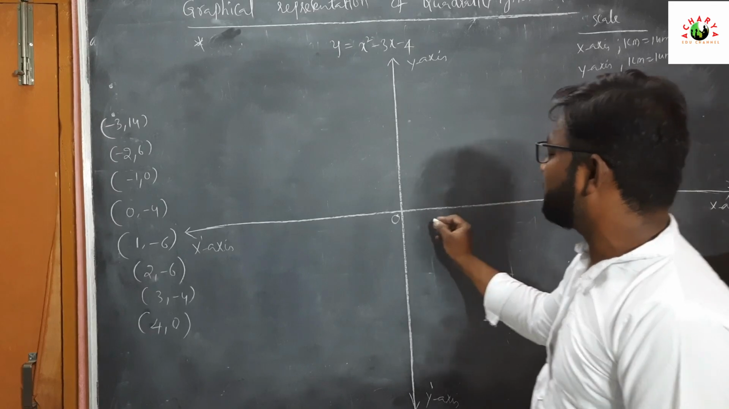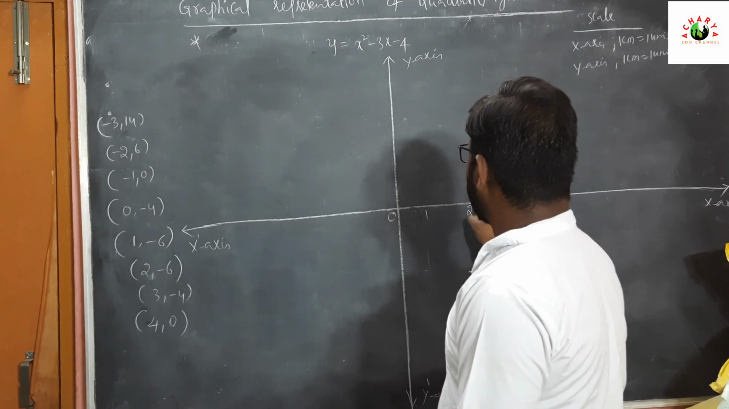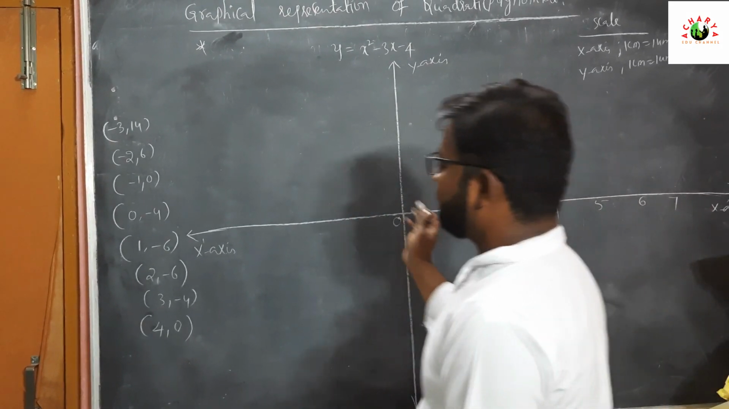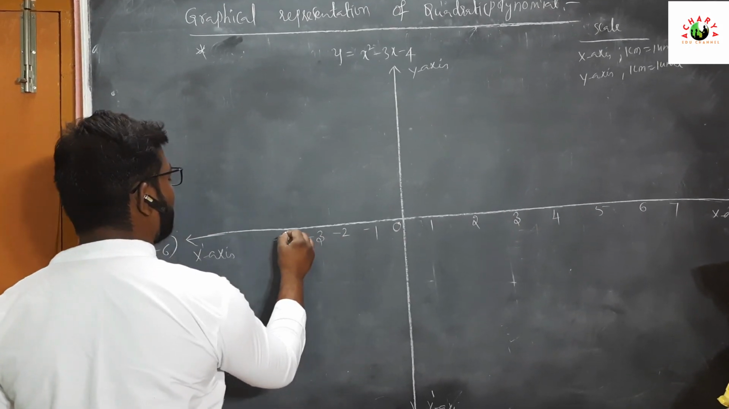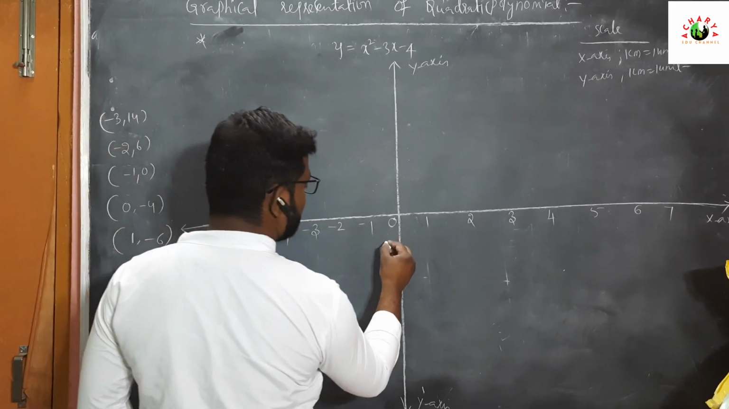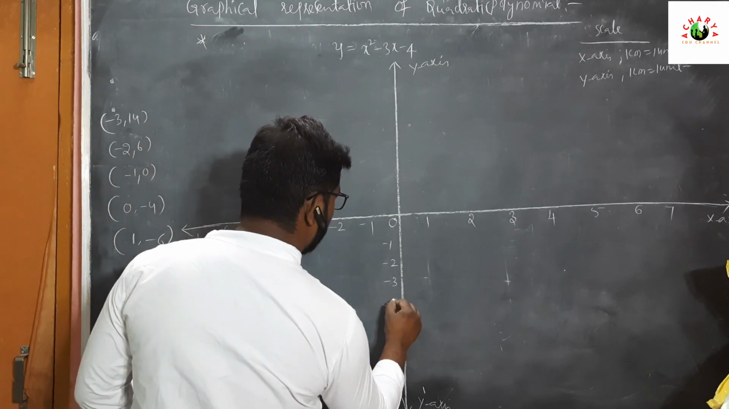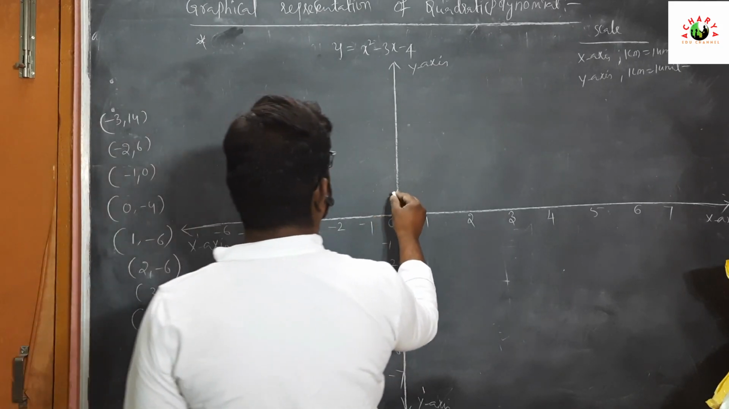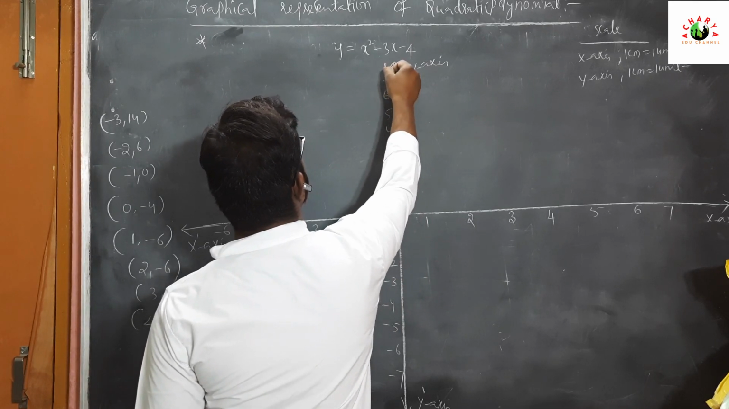The right side of the 0 is positive values: 1, 2, 3, 4, 5, 6, 7. Here left side of the 0 is minus 1, minus 2, minus 3, minus 4, minus 5, minus 6. Down are minus values, minus 1 to minus 7. Next upside 1, 2, 3, 4, 5, 6, 7, 8.